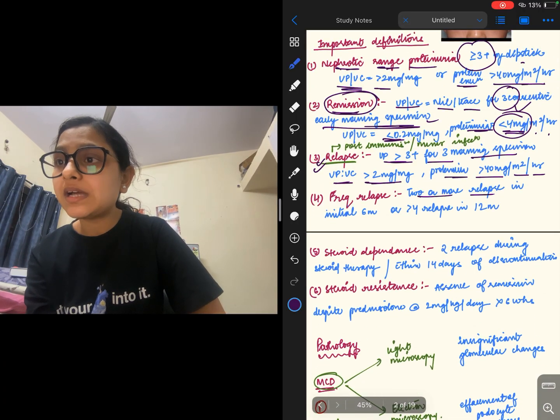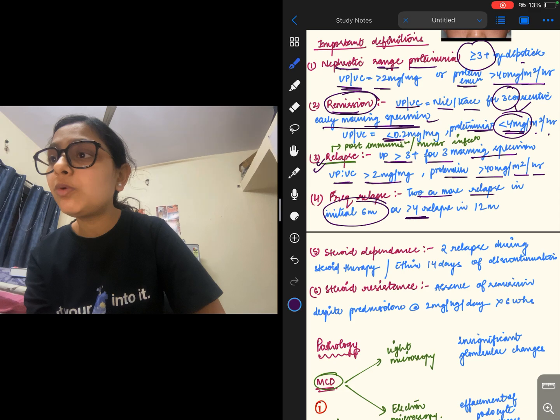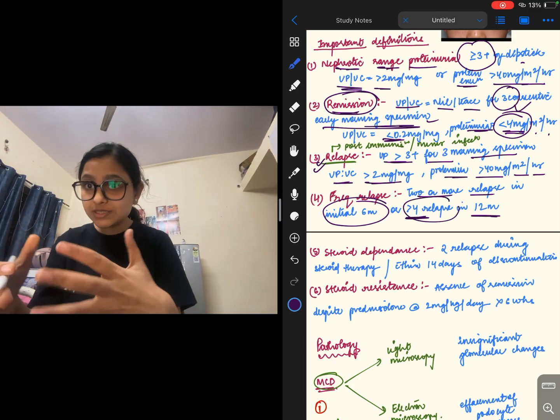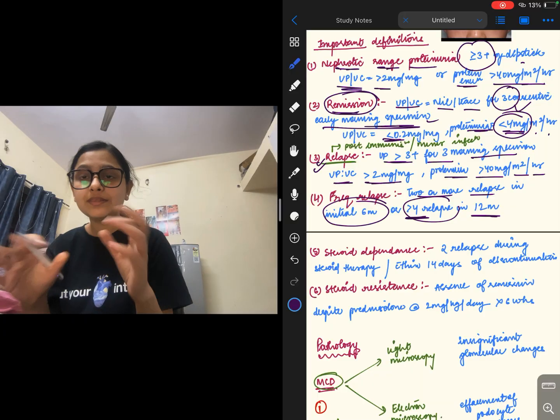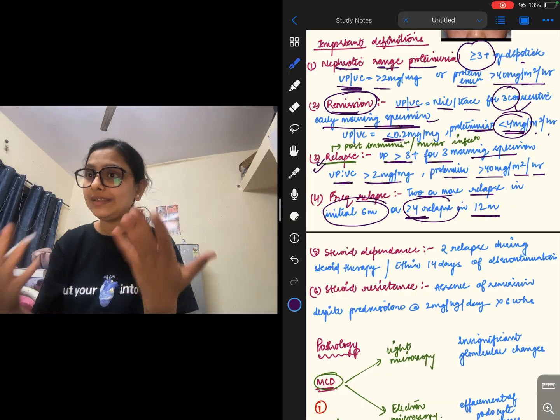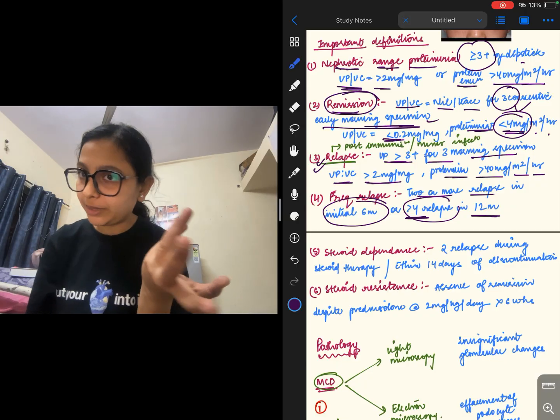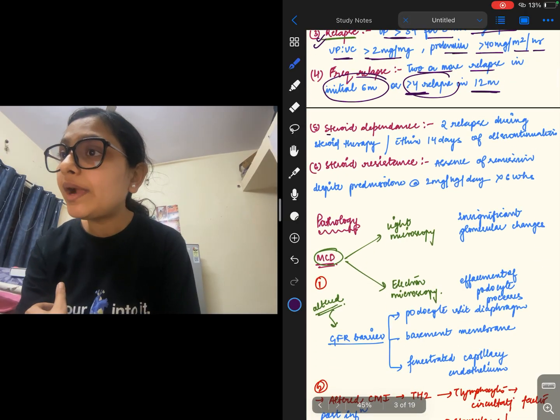Okay, next comes frequent relapse. If 2 or more relapses occur in the initial 6 months, or more than 4 relapses in 12 months, that is frequent relapse. So in the initial 6 months, if 2 or more relapses, or more than 4 in the total 12 months, that means it is relapsing frequently, and in that case we might need to think of an alternate treatment.